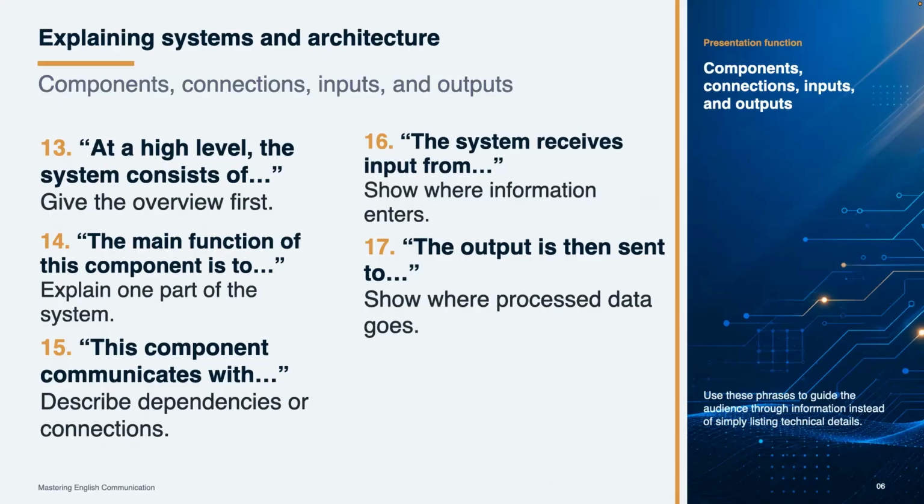So as an example, at a high level, the system consists of 3 services, a shared database, and an external payment gateway. The main function of this component is to validate incoming requests before they reach the database. This component communicates with the sensor network through a secure wireless connection.